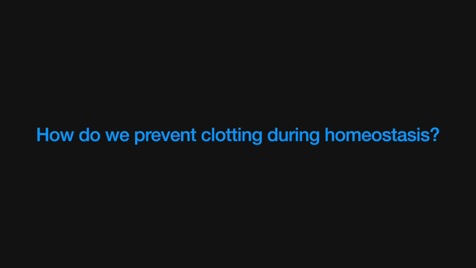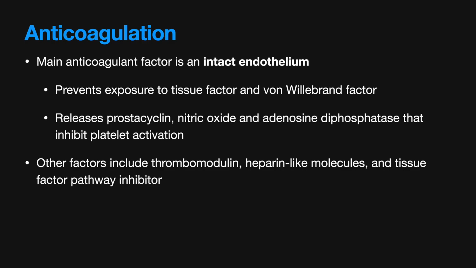Now you might be wondering, why isn't blood clotting all the time? How do we prevent clotting during homeostasis? The answer is anticoagulation factors. The main factor preventing coagulation is an intact endothelium. Having an intact vessel lining prevents exposure to tissue factor and von Willebrand factor. Endothelial cells also release prostacyclin, nitric oxide, and adenosine diphosphatase, which inhibit platelet activation. Other anticoagulation factors on the endothelium include thrombomodulin, heparin-like molecules, and tissue factor pathway inhibitor.